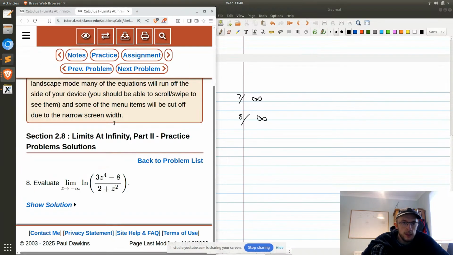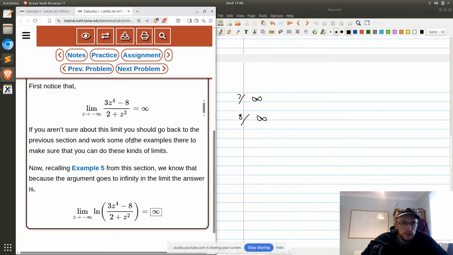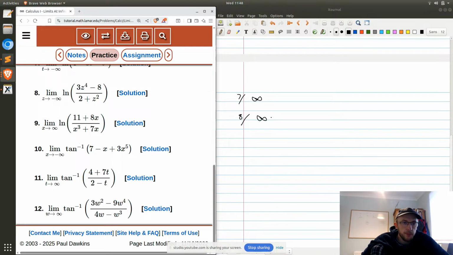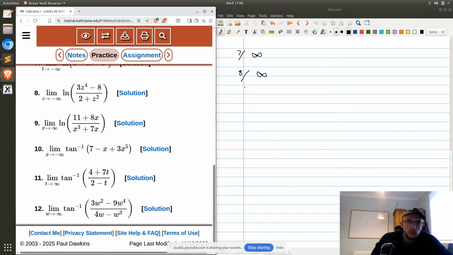Mm-hmm. All right. Here, this whole thing will behave like 1 over x squared. And so like 1 over infinity, so like 0. So ln of 0 is what? What power must e be raised in order to get 0? Negative infinity.